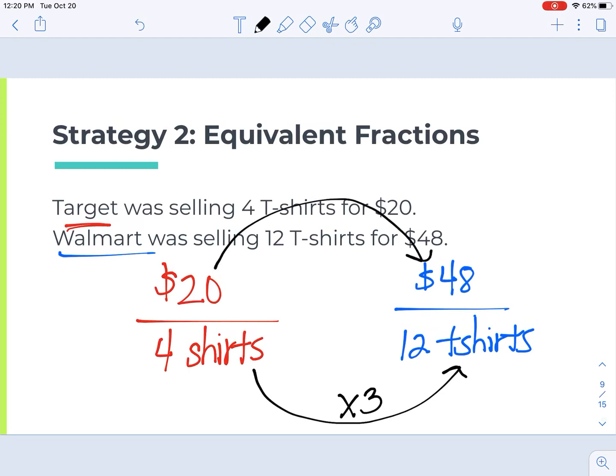Let's see if that same thing works on the top. Is 20 times 3 48? So let's see, 20, 40, 60. No, 20 times 3 would be $60. So I know they're not equivalent because I'm multiplying the shirts by 3, but the money is not multiplying by 3.